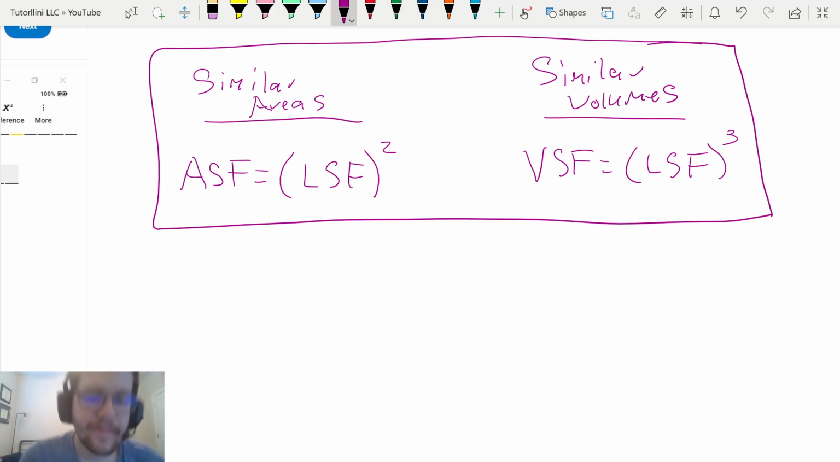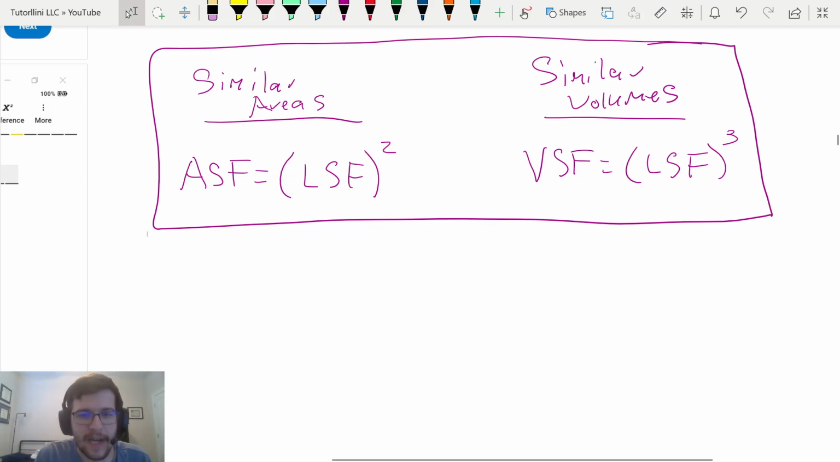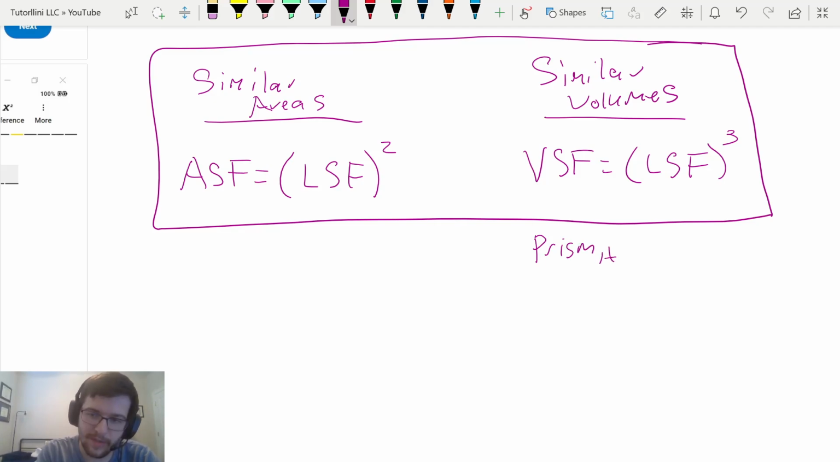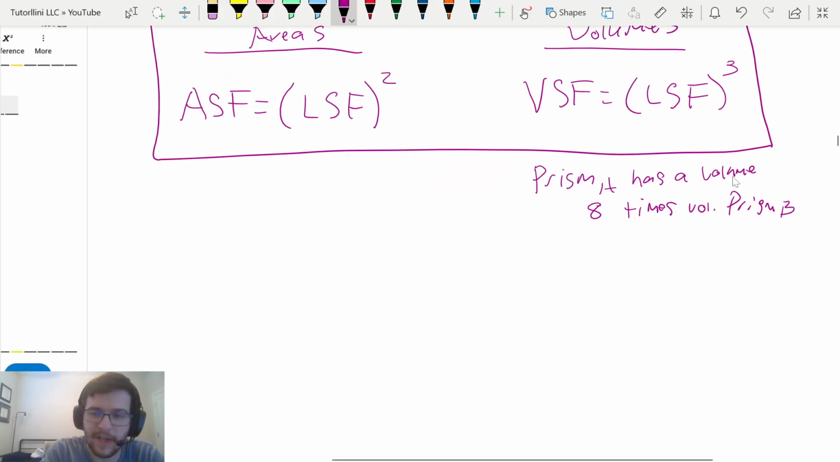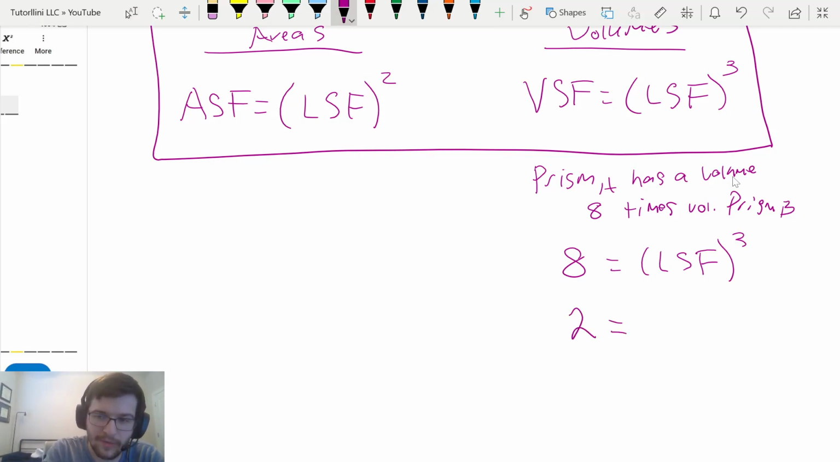And yeah, so basically, how is this useful? So let's say we had a question where it was like, prism A has a volume 8 times the volume of prism B. So that means that the volume scale factor is 8. So we could now take the cube root of both sides to find the linear scale factor, and that would mean 2 is the linear scale factor.